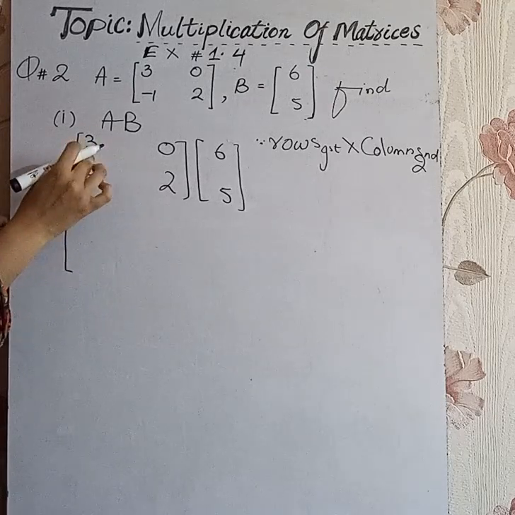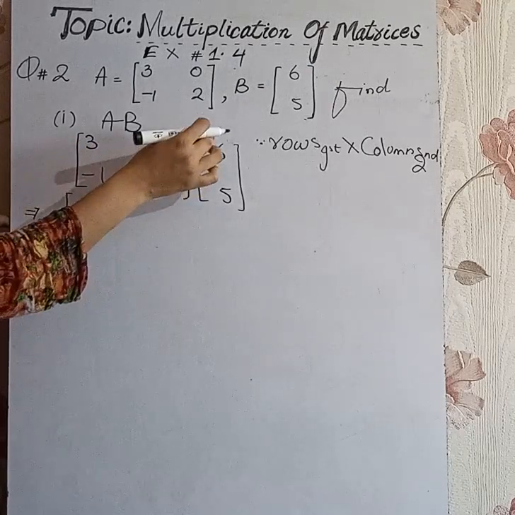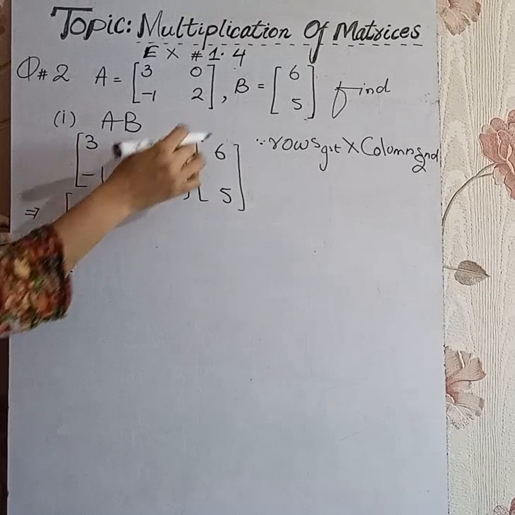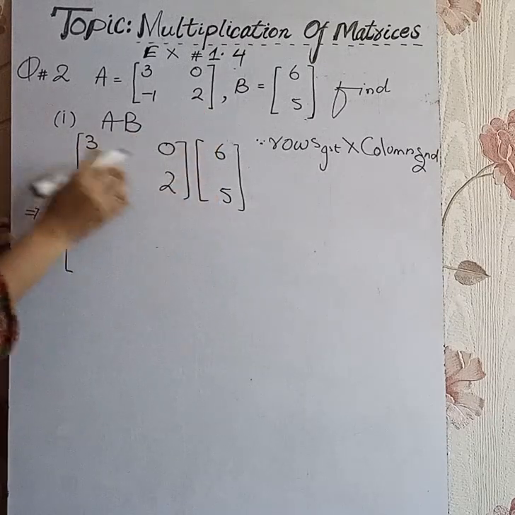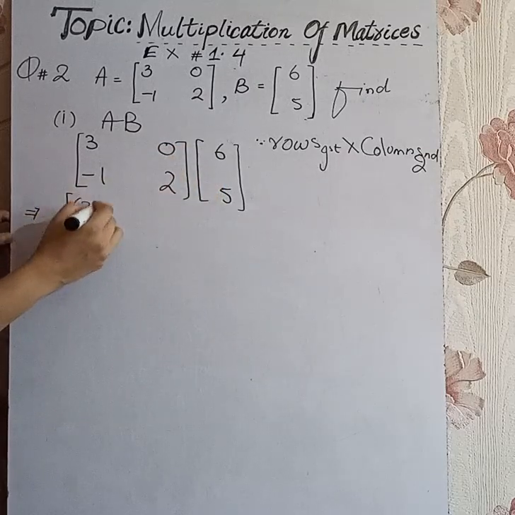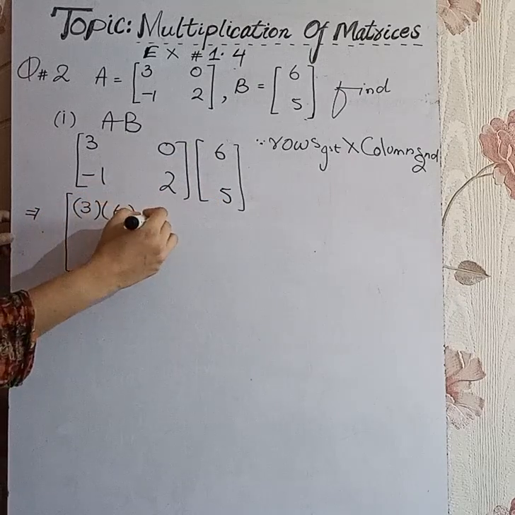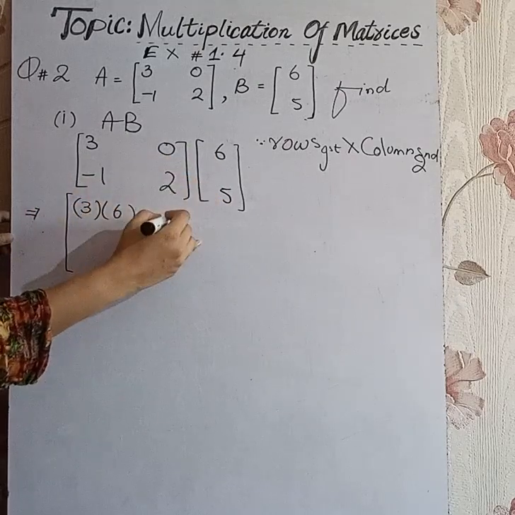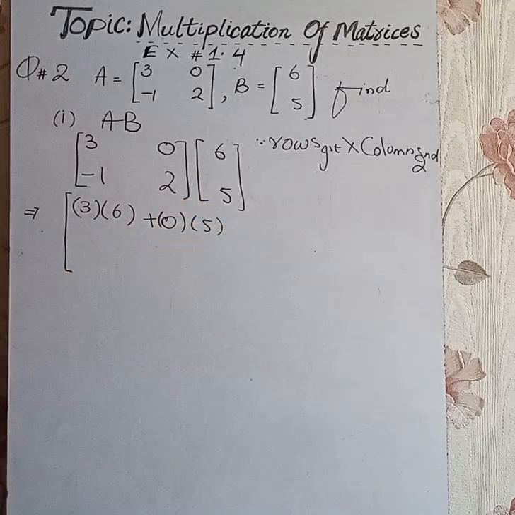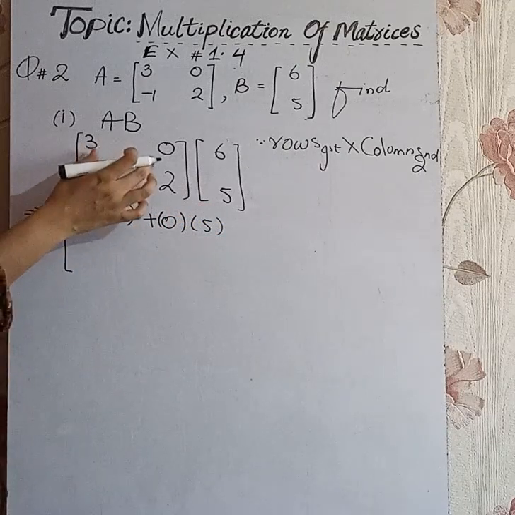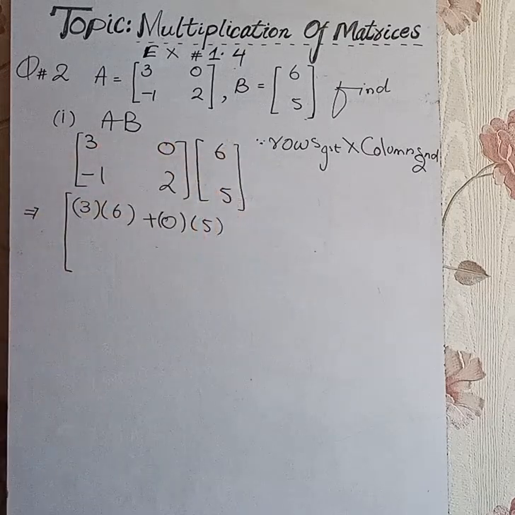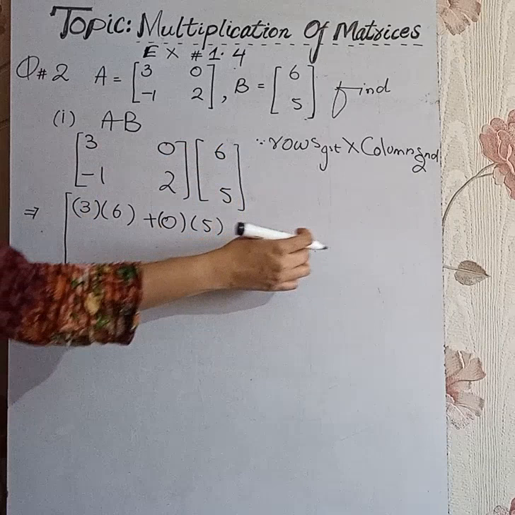First of all, the first row is 3, 0 and the column of the second matrix is 6, 5. So 3, 0 will be multiplied by 6, 5: 3 multiplied by 6 plus 0 multiplied by 5. This matrix has 2 rows, but the second matrix has only 1 column, so no more columns over here.